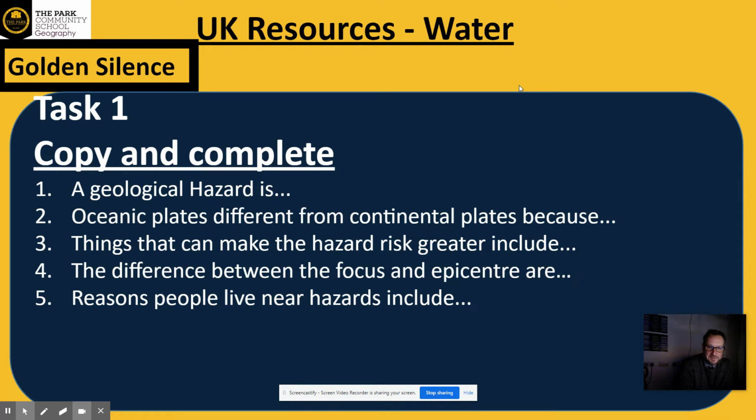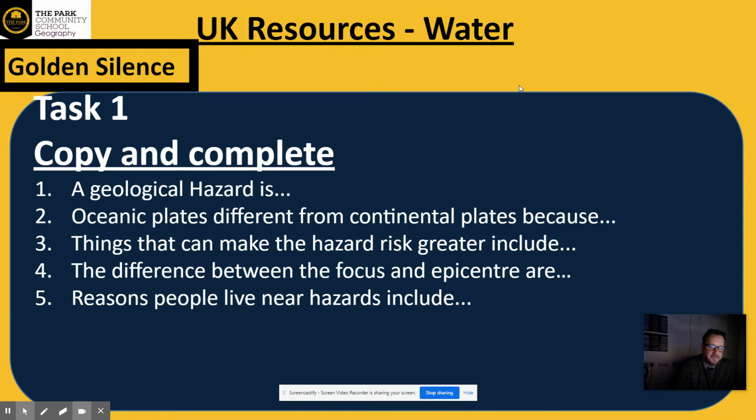The focus and the epicenter is really simple. It's just a basic thing. Where the earthquake happens, that's the focus of the earthquake. The waves then shoot up and hit the surface. Where they hit the surface first, that's the epicenter. So that's the worst place to be because it's the closest point of land to the earthquake.